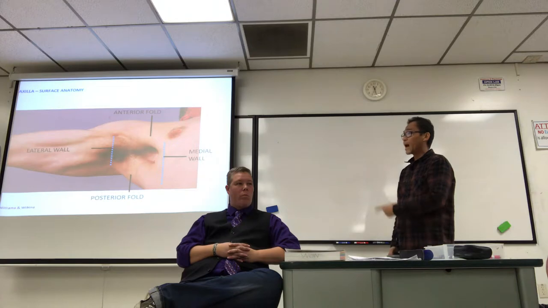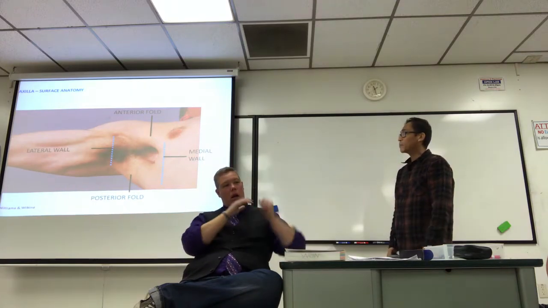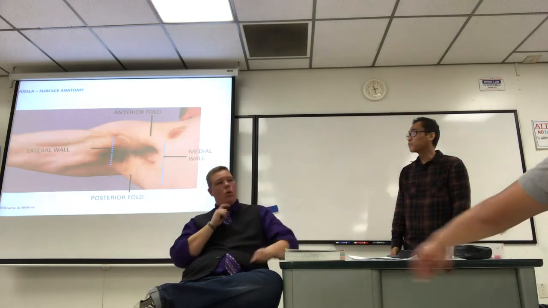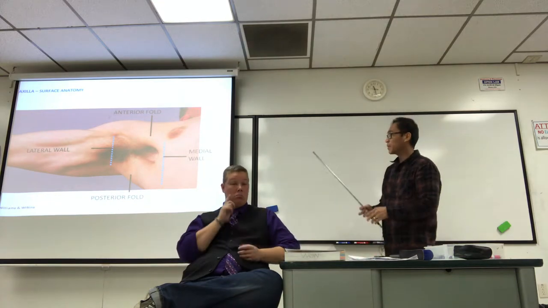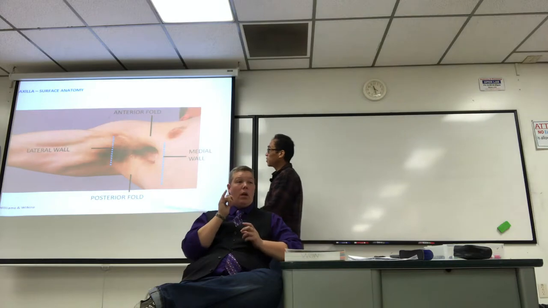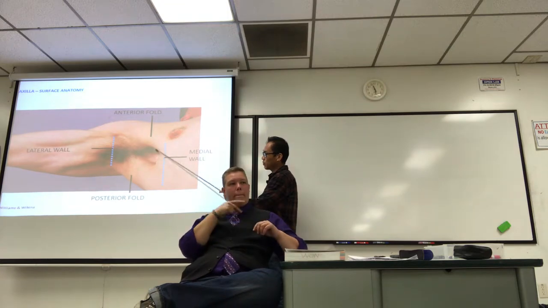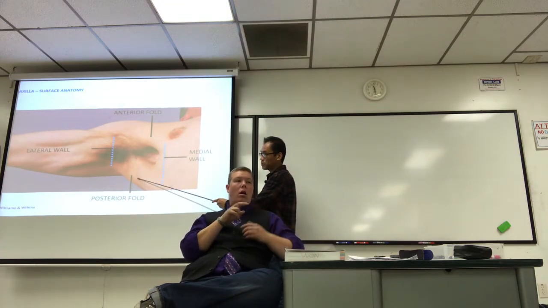This is the axillary region. It's your armpit. And you have to abduct the arm to get a good view of the axillary region. Now, I won't spend too long on this, but you can see the borders of the axillary region. Whenever it says fold, the fold is skin over muscle. So you've got pec major and pec minor in the anterior fold, lats and teres major in the posterior fold.